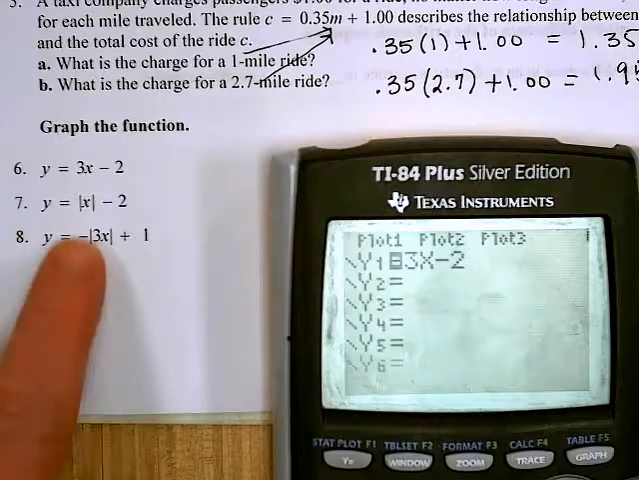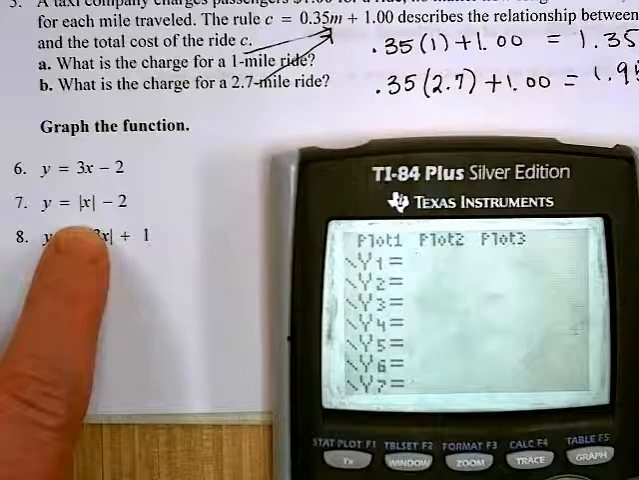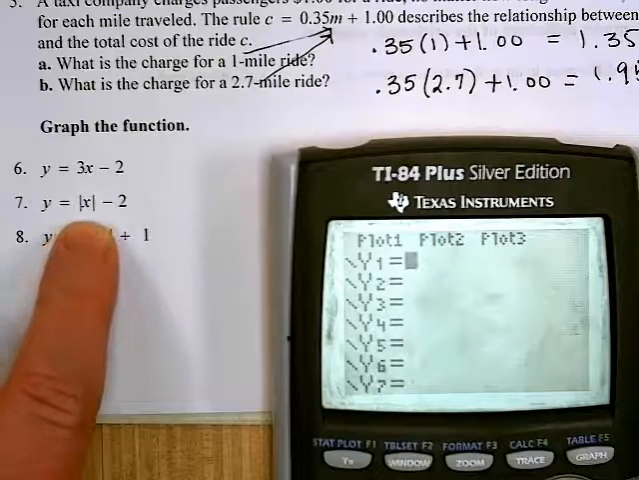Go to y equals. Will you just want us to just put the x and y coordinate, or you want us to make a graph? You're just going to choose the right graph. It's going to be multiple choice. Oh, okay. Number 7, absolute value of x minus 2.